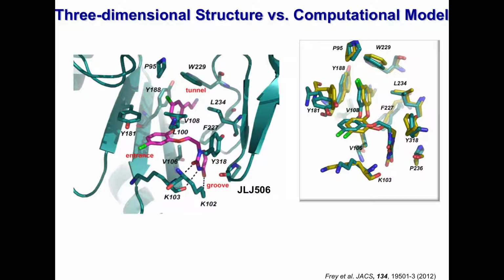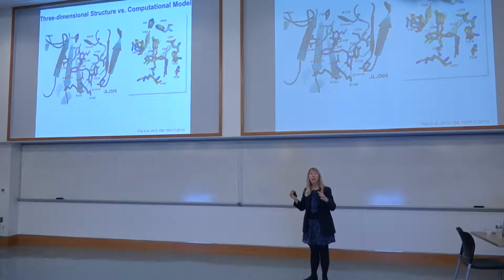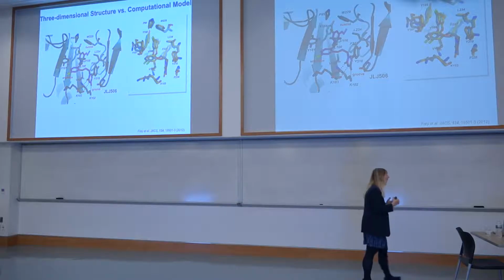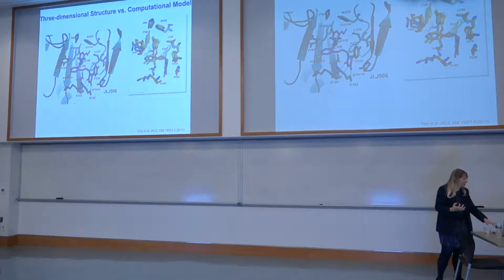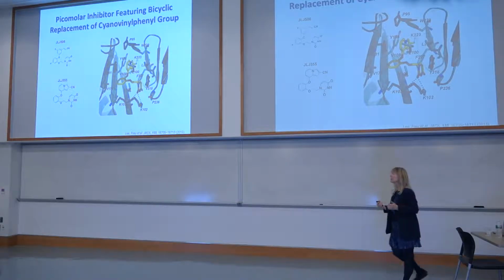There's a slight change in position, and there's a change in rotamer here with tyrosine 181. But in general, the computation very closely matches the prediction. The value of the actual 3-dimensional structure is that we can now use it for the next set of computations. And so we've been involved in further improving this class of compounds.